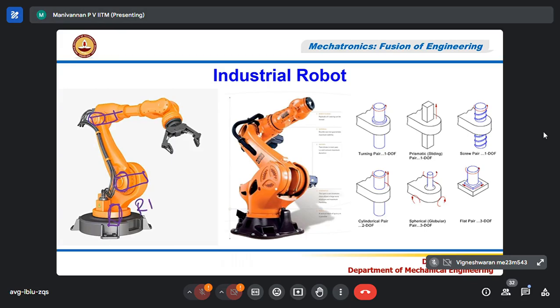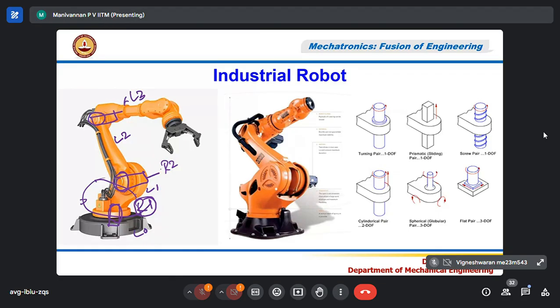This is called R1 because the first joint is a rotary joint. The second joint is also a rotary joint, I call it R2. The third joint is also a rotary joint. That means this is L2, this is L1, this is L0, this is L3. With respect to L0, by moving the R1 joint, L1 can rotate in a circular path.